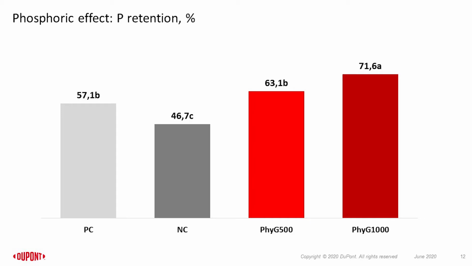First, let's look at the phosphoric effect. We use phosphorus retention as the response parameter. PhyG at both 500 FTU and 1000 FTU improved phosphorus retention compared to the negative control, and we do see a stepwise increase with increasing phytase dose.